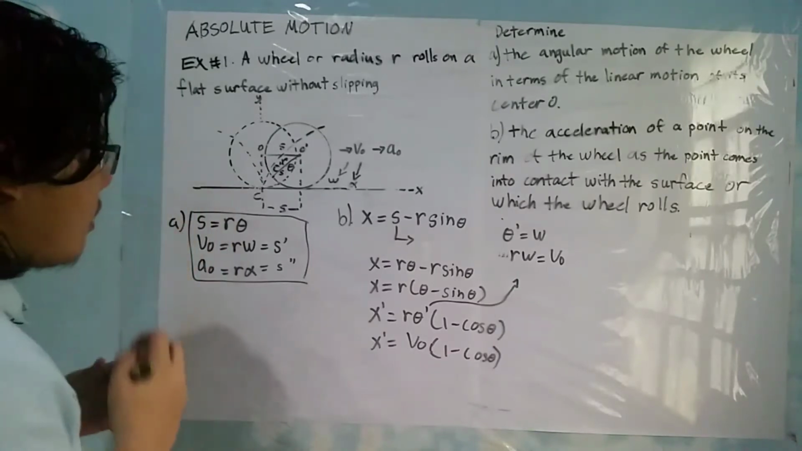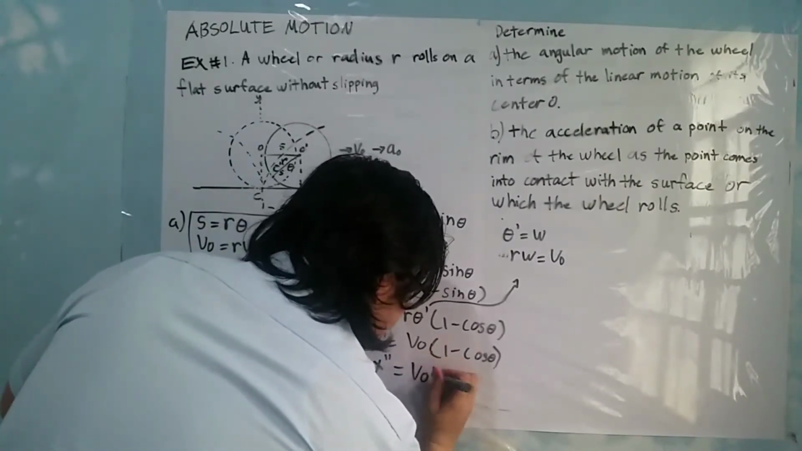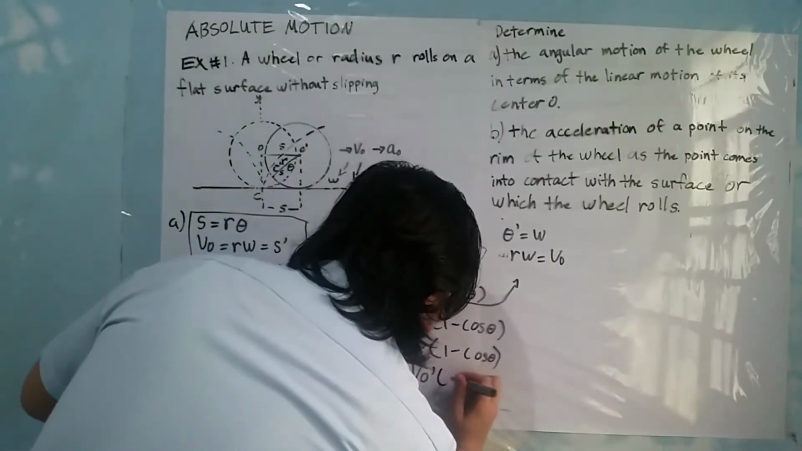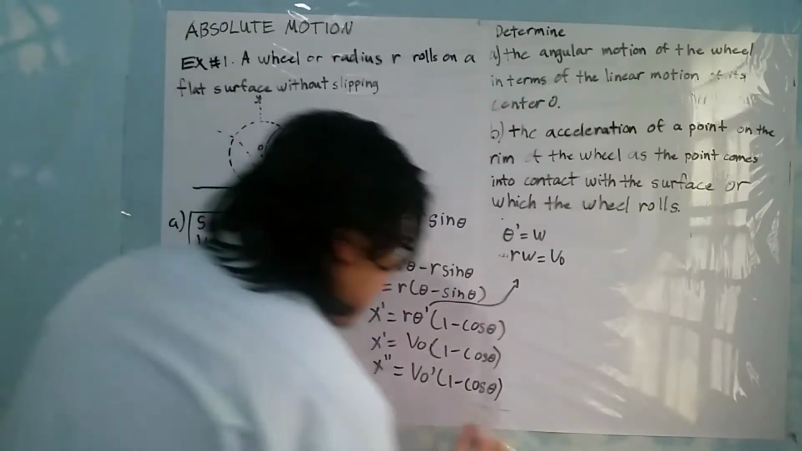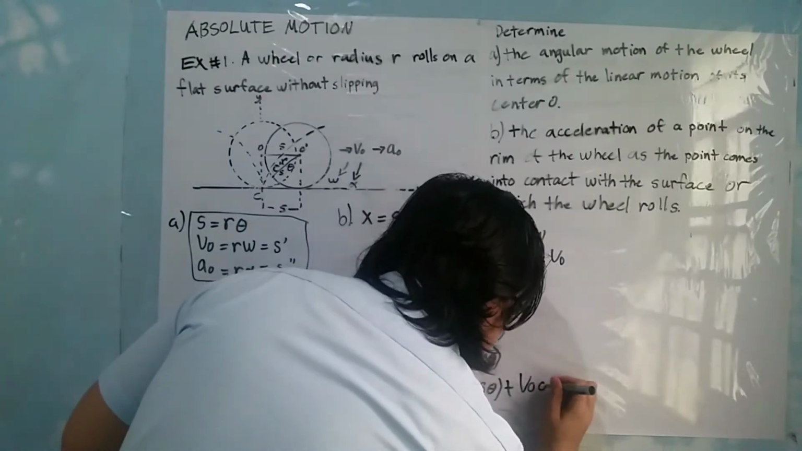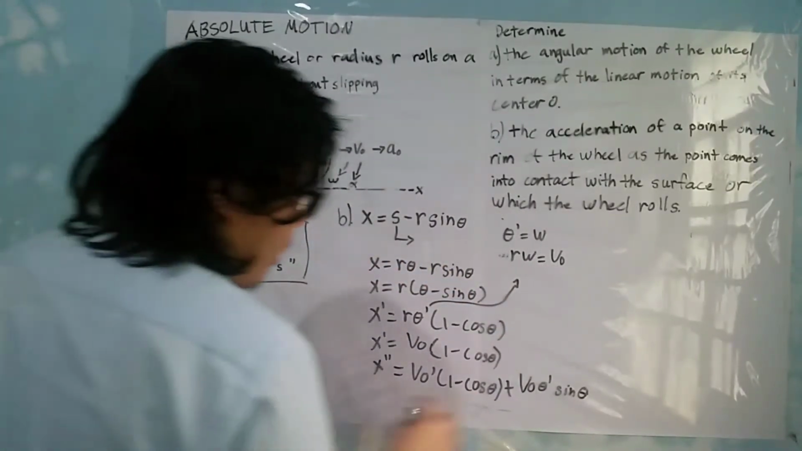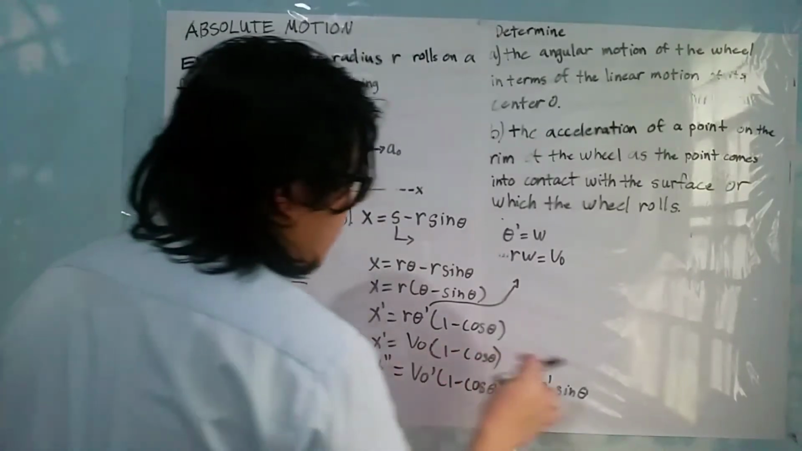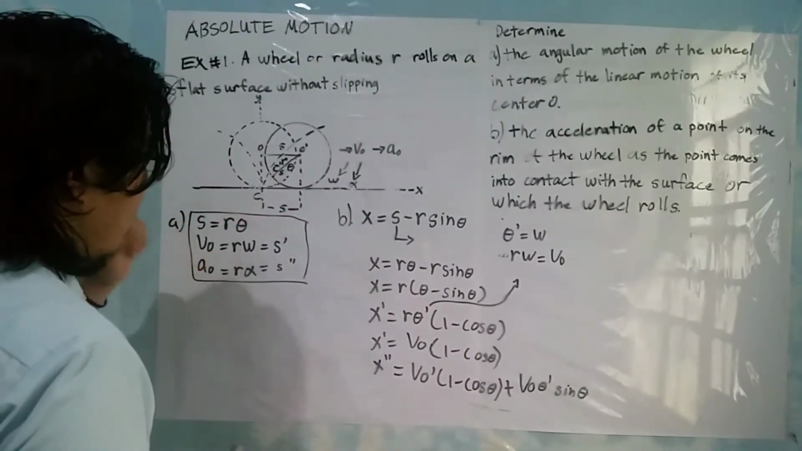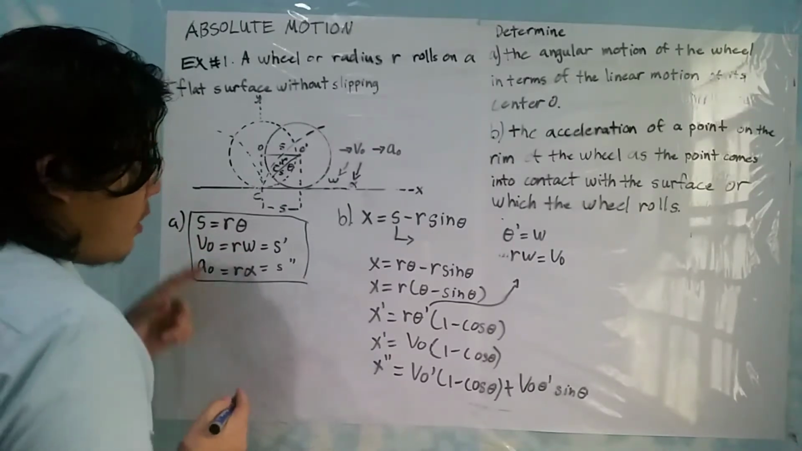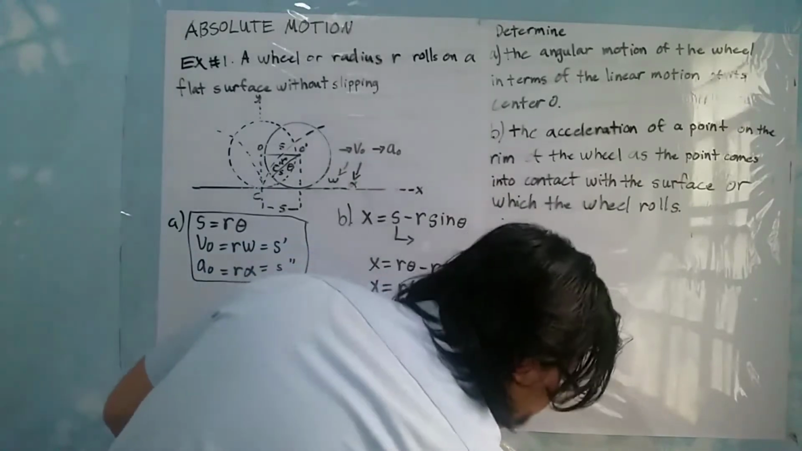Next, we need to differentiate it again. So x double prime is equal to v_O prime times 1 minus cosine theta plus v_O theta prime sine theta. We have another theta prime, so we substitute it with omega, and v_O is equal to r omega, so it will become r omega squared.